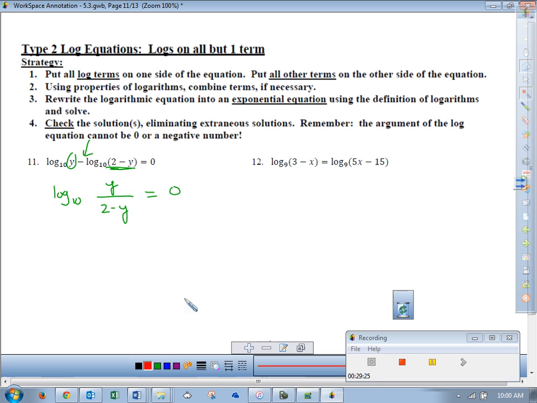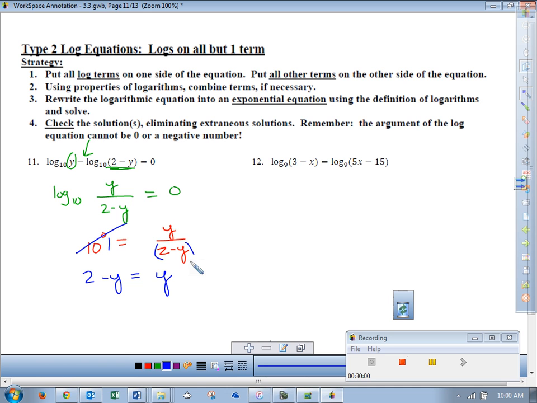Rewrite exponentially. 10 to the 0th equals y over 2 minus y. And then I'll just lightly cross him out. 10 to the 0th power is how much? Is 1. Cool? And now to solve, I'd like to get him out of the basement. How can I get rid of divide by 2 minus y? Multiply this side by 2 minus y. You're taking it times 1. Don't you really get 2 minus y equals y then? With me on that move?